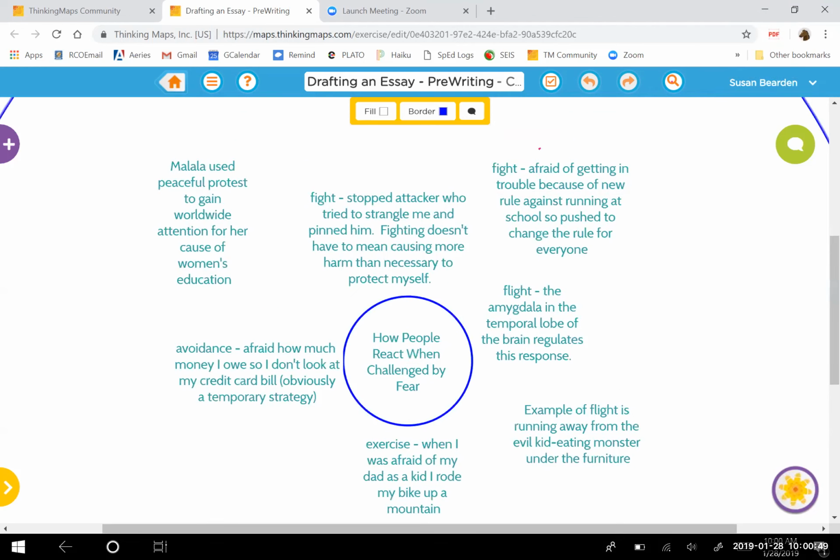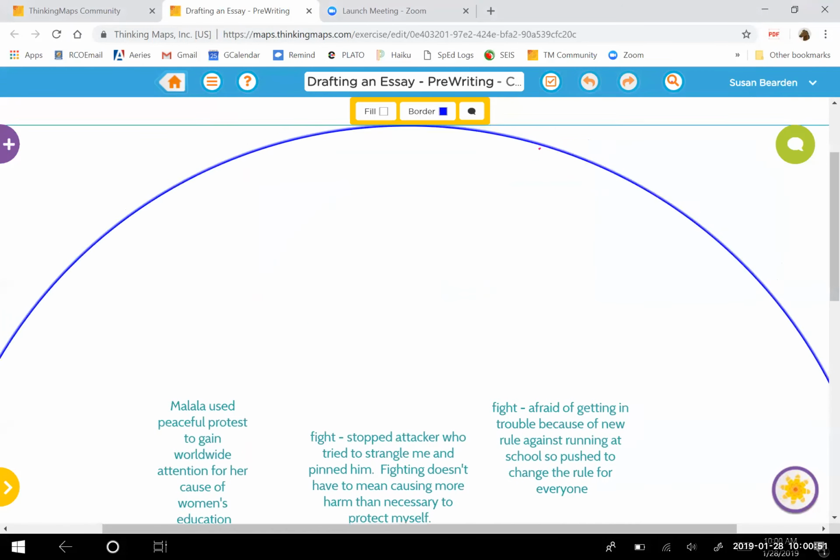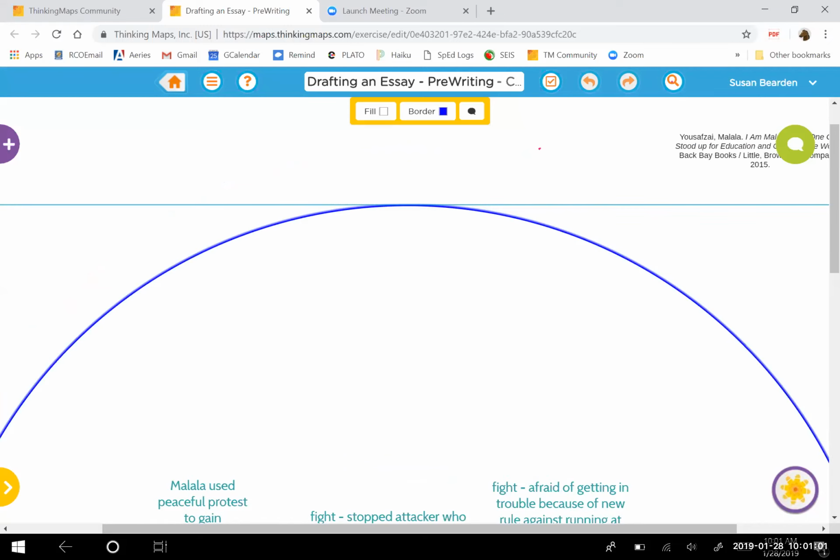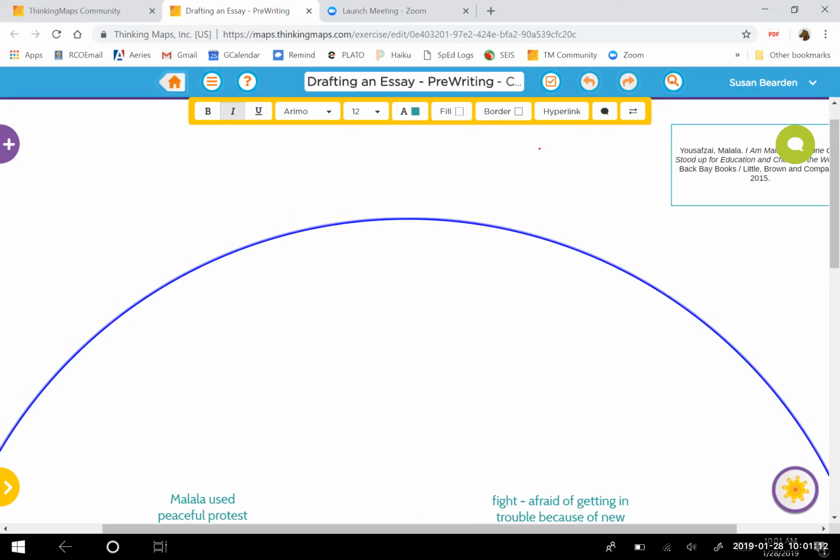Okay. So what I wanted to show you is how to include a citation. Now, I've talked about Malala on my map, so I need to make sure I cite it. But I don't know how to always do that. You can see on our screen here, it's a little hard to see, but I have put up a citation in APA format for my book Malala.